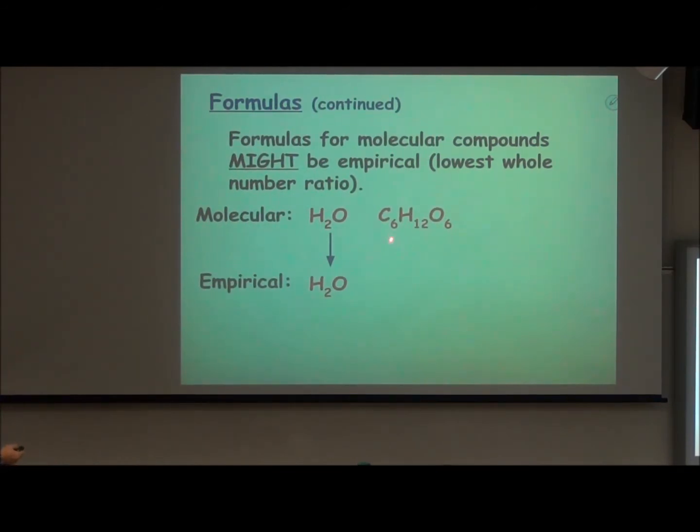For this compound, we got 6 carbons, 12 hydrogens, 6 oxygens. What would be the empirical formula for this guy? CH2O. Everything there can be divided by 6. And so that's how we reduce it down as much as possible. Perfect.